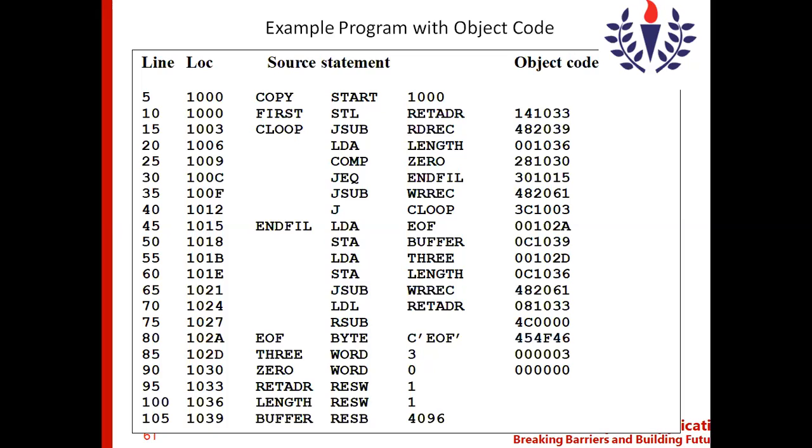Now, WORD. Line number 85, 102D, will have the word 3. So 3 is a constant, an integer constant. For an integer, it takes 3 bytes. That is why 2D plus 3 became 30. When you see line number 90, the word is 0. Zero is also an integer constant, which will take 3 bytes of storage. That is why line number 90 has address 1030, which when added with 3 gives line number 95 the value 1033, and so on.